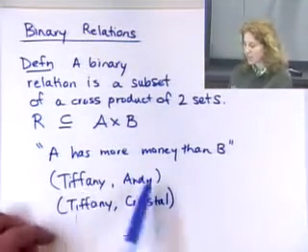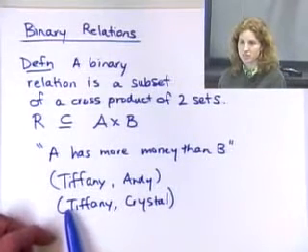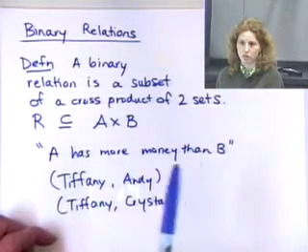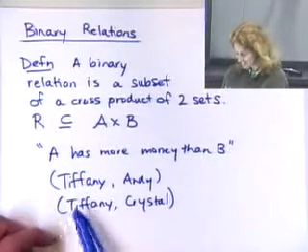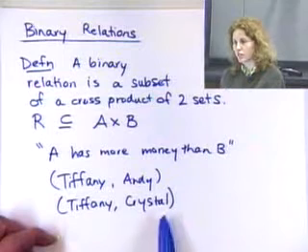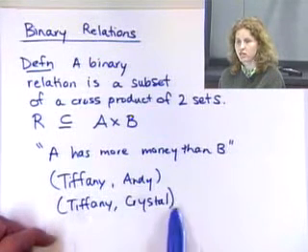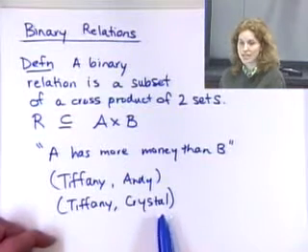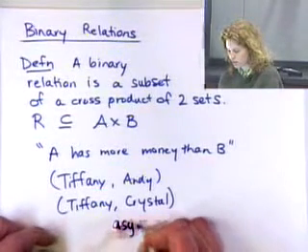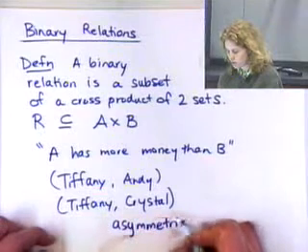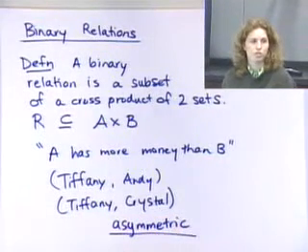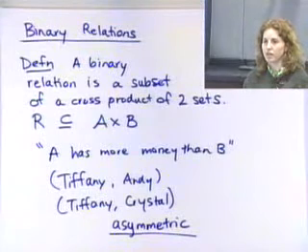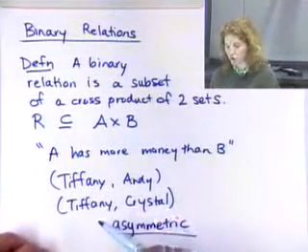Since Tiffany Andy's in the set, Andy Tiffany can't be in this set because this one says Tiffany has more money than Andy. I've had longer to make it, that's all. And then same thing with this. So Crystal Tiffany can't be in the set because Tiffany Crystal's in the set. This is an example of an asymmetric set. It's asymmetric because I can't just take one of the points and flop the values and still have it be in the set. So I can't put Andy Tiffany in here and I can't put Crystal Tiffany in here.